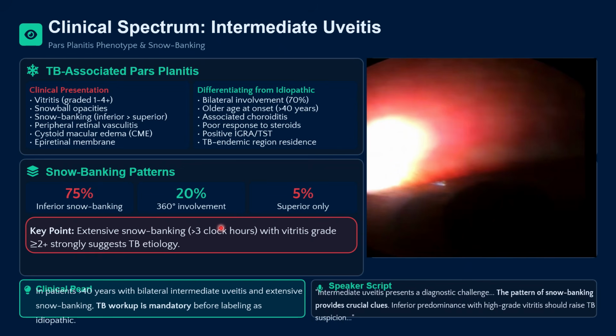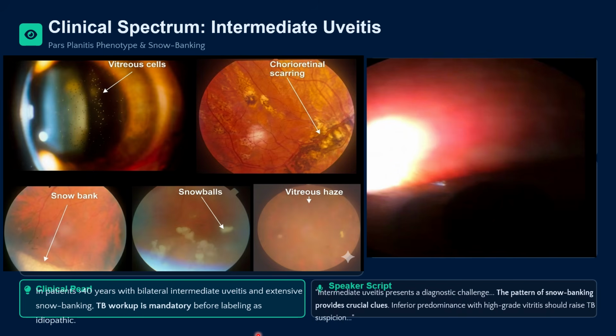That's why you'll find the snow banking present at the far periphery of the retina, at the region of the pars plana, and in 75% of the cases it is in the inferior part, rarely seen in 360 degrees, and very rare superiorly. So it's very important: if you find more than 3 clock hours with severe vitritis, always think of tuberculosis, especially if the patient is more than 40 years old and it is usually bilateral, to differentiate it from other causes of intermediate uveitis.